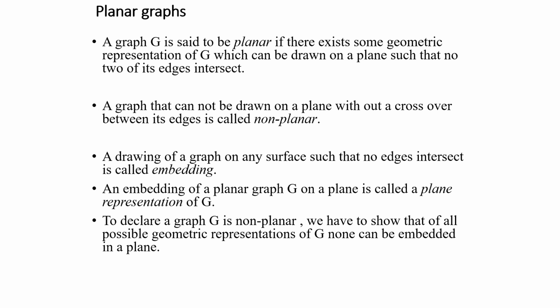Now we can see planar graphs, which is a very important topic in graph theory. A graph G is said to be planar if there exists some geometric representation of G which can be drawn on a plane such that no two of its edges intersect. A graph that cannot be drawn on a plane without crossover of edges is called a non-planar graph. That means a planar graph is a graph which can be drawn on a plane without intersection of edges.